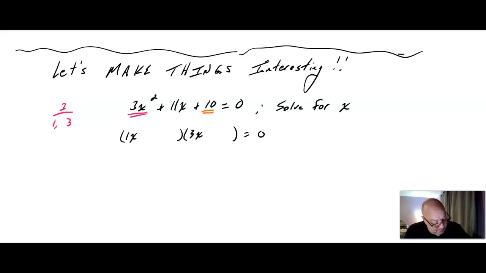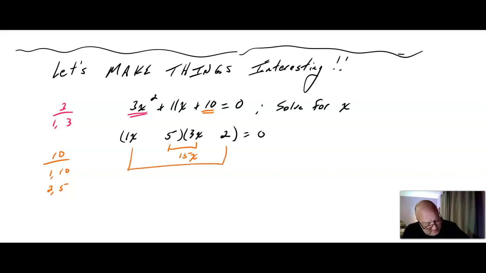Then let's take a look at the 10. When I look at the 10, I got 1 and 10, and I got 2 and 5. Now I can use either one of those, right? So let's try the 5 and the 2 and see what happens. So if I put a 5 here and a 2 there, then I check this thing, because we got to make sure that our middle term is going to give me 11x. And so 5 times 3 is 15x. 1 times 2 is 2x. Can I combine 15 and 2 to get 11? I don't think so. 15 and 2 gives me 17, or 15 minus 2 gives me 13, but it certainly doesn't give me 11.